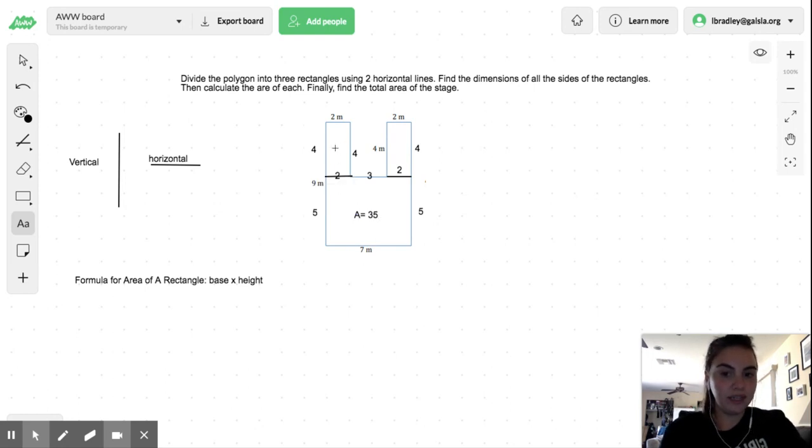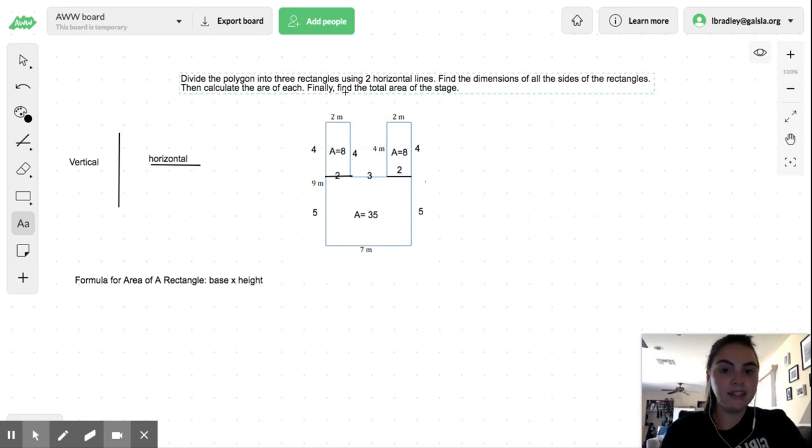Up here, we're going to do the same thing. We're going to say we know this side here is 4 and this side here is 2. So 4 times 2 is going to give me area is equal to 8. And then we're going to go over here and do that same thing. So if we know this side here is 4 and we know this side up here is 2, 4 times 2 is going to give us 8. Okay, so we found the area of each.